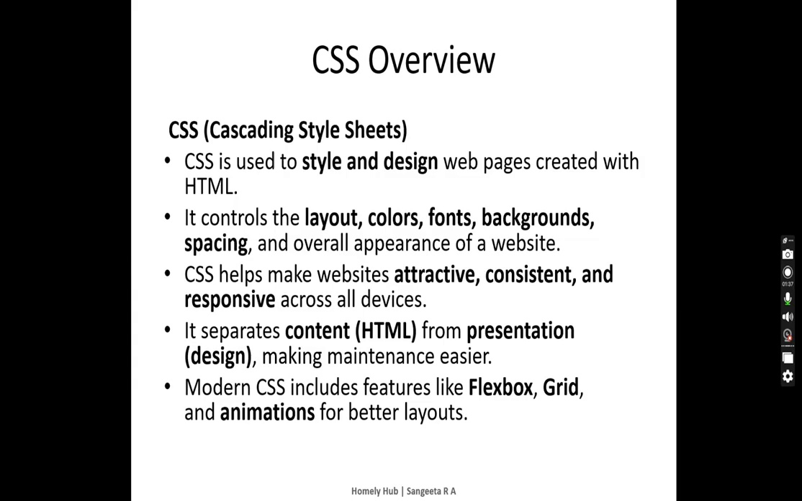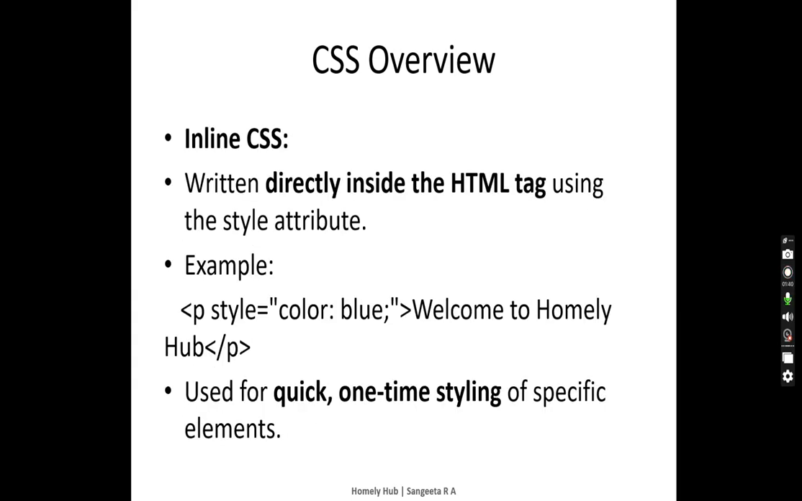And coming to the types of CSS, there are totally three types of CSS. One is inline CSS, another is internal CSS, and the third is external CSS. Coming to inline CSS, it is used directly inside the HTML tag, and it is the simplest form of CSS styling. For example, if we are writing a paragraph like welcome to Home, inside the starting tag P, we use style equal to color blue. It applies blue to the text in the paragraph, and the main importance of inline CSS is that it is used for quick one-time styling for specific elements.